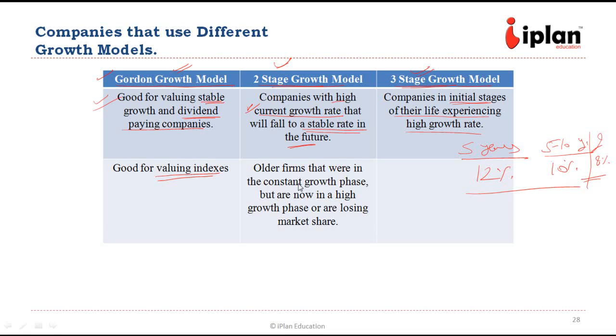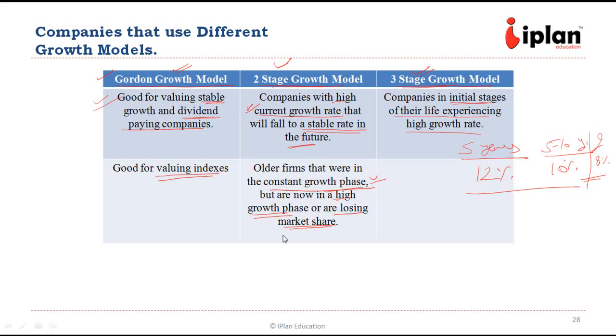We can also use two-stage growth model for the companies which were in constant growth phase earlier, but now they are in declining phase. They are losing market share, or they are gaining market share, or in high growth phase. So they also fulfill the condition of two-stage growth model. So that model can be employed in such firms also. So this was all about cash flow based models.